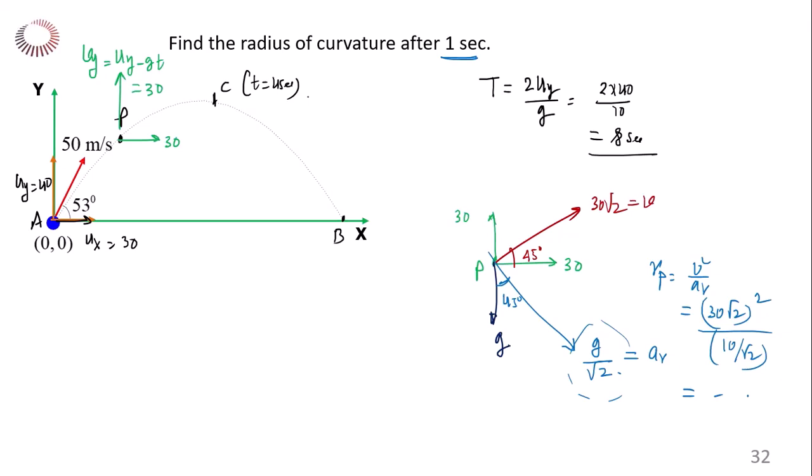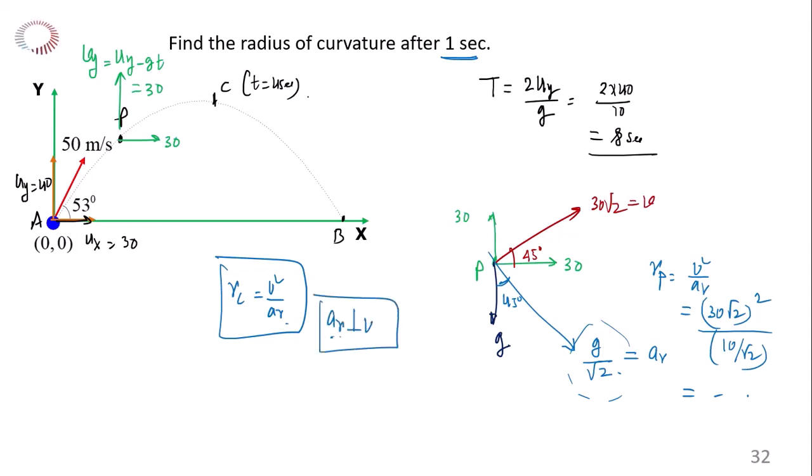Okay. Understood? So whenever you are calculating the radius of curvature, you have to take care of that particular formula, that is V square by AR. RC should be equal to V square by AR. And mind you, AR should be perpendicular to the velocity. Acceleration should always be perpendicular to the velocity; only then can you calculate. Otherwise, you can't.